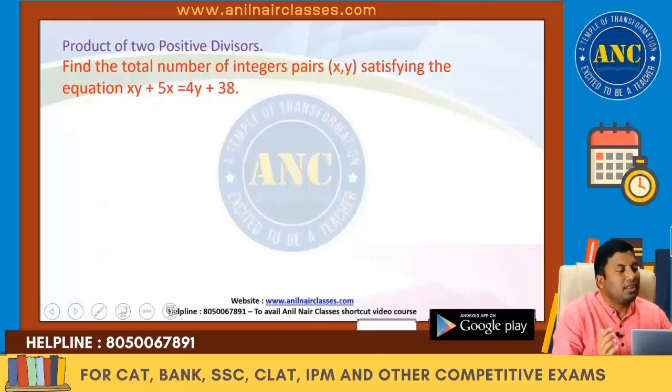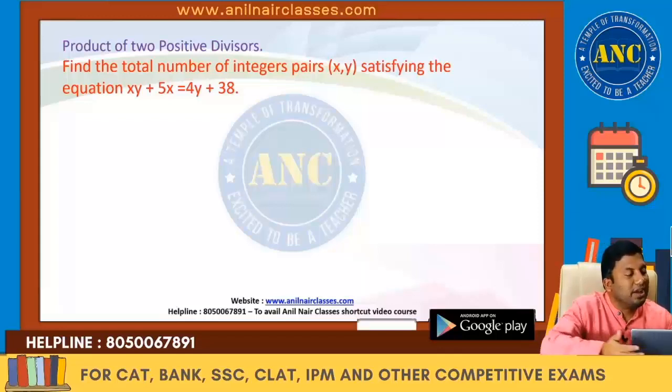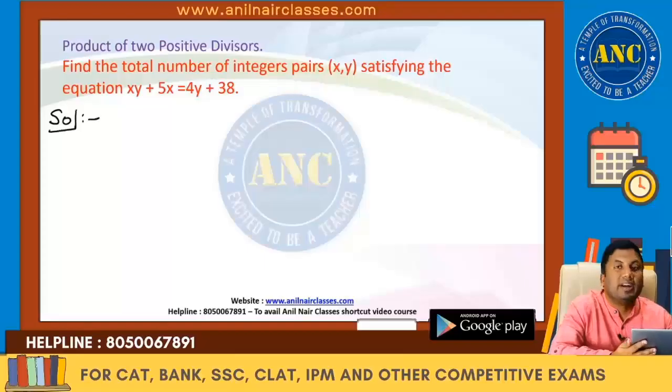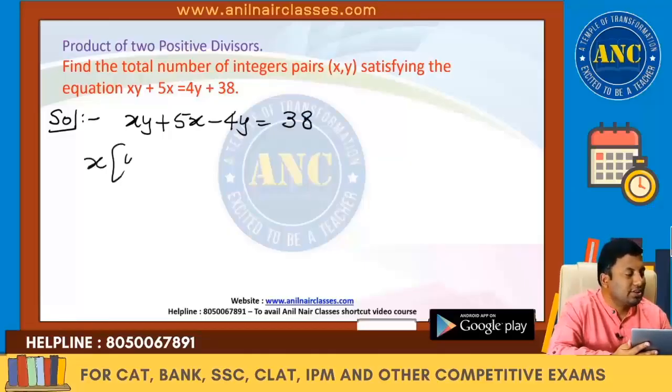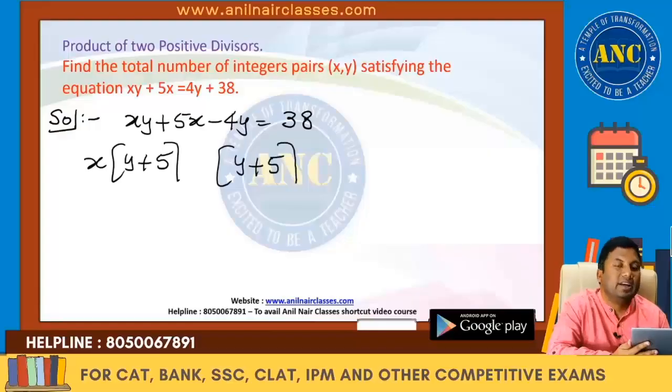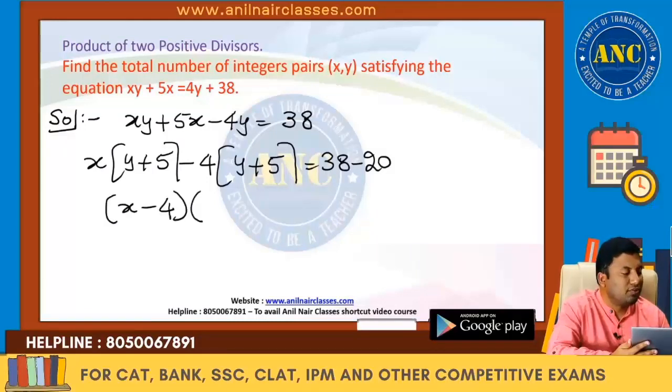Next one. Find the total number of integral pairs satisfying the equation xy + 5x = 4y + 38. The degree of the equation is 2. If the degree of the equation is 2, put everything which has variables to one side. xy + 5x - 4y = 38. Take x common, so it is x(y + 5). I should also get y + 5, but it is -4y, so -4. -4 into 5 is -20, so it is 38 - 20. So this is nothing but (x - 4)(y + 5) = 18.